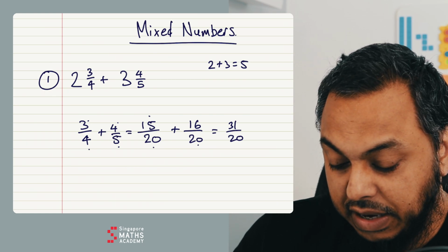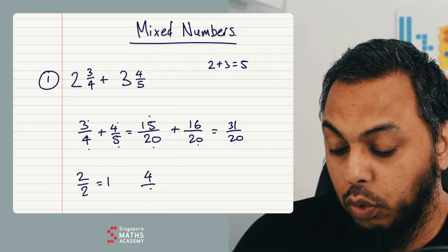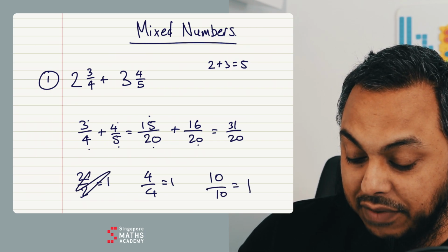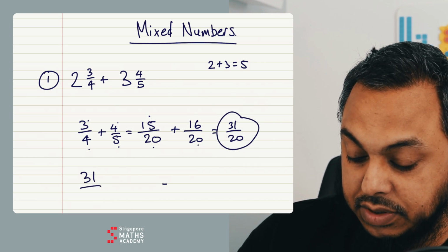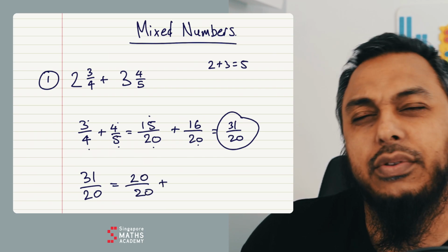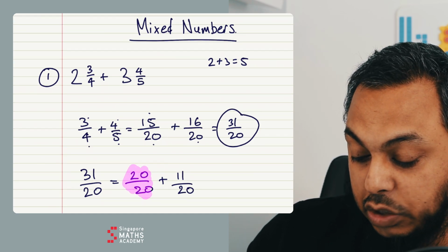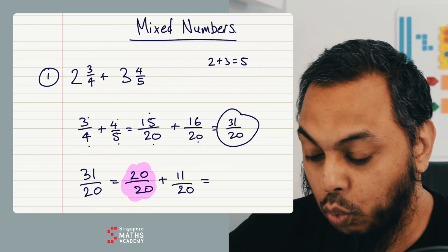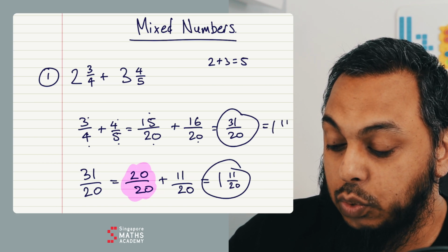We know, if we talk about halves, we know 2 halves is equal to 1. Or 4/4 is equal to 1, or 10/10 is equal to 1. And so with that idea, we can think about the fact that 31 20ths just means 20 20ths add 11 20ths. Now I know that you know that 20 20ths is just one whole, and so 31 20ths just means one whole and 11 20ths. And so this is one whole and 11 20ths.